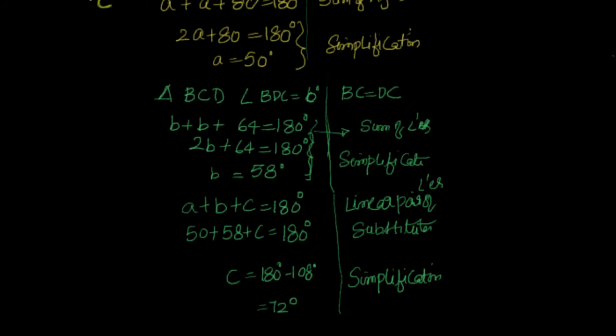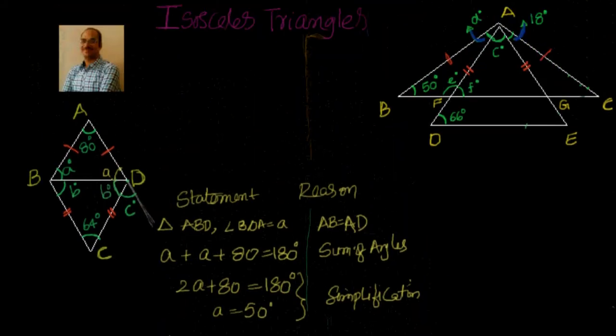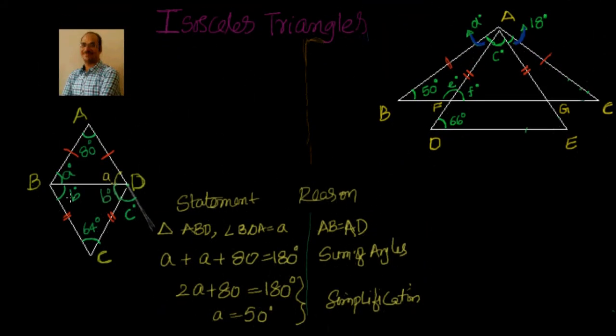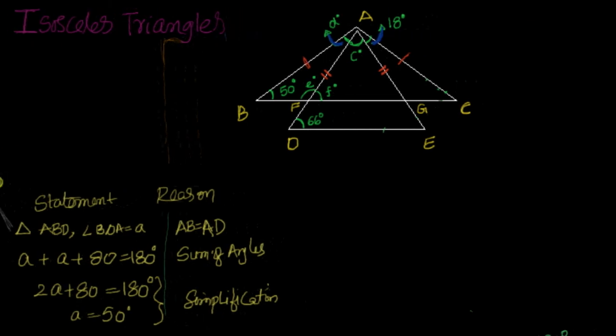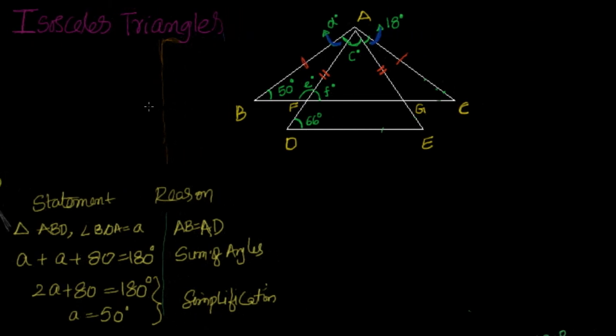So this is how we can do the problem. Pretty simple, straightforward problem, right? If you take this triangle, these two angles should be equal. Similarly, if I take BCD, then also these two angles should be equal to B. Now I know the sum of angles is 180. Based on that, I have found A and B. Now to get C, I have taken the linear pair of angles. A plus B plus C should be equal to 180. I know A and B, so I have found C. Okay, let's move on and try to solve this problem.